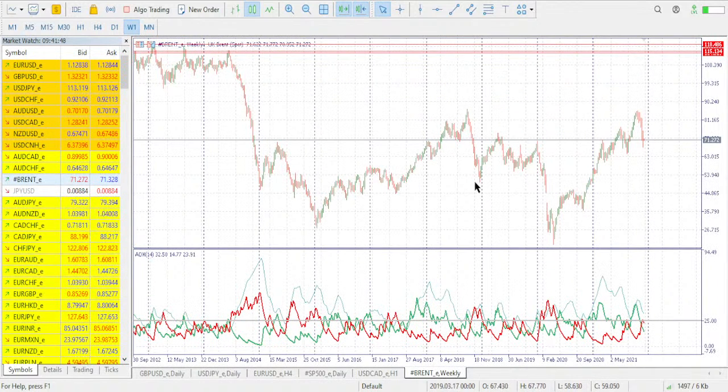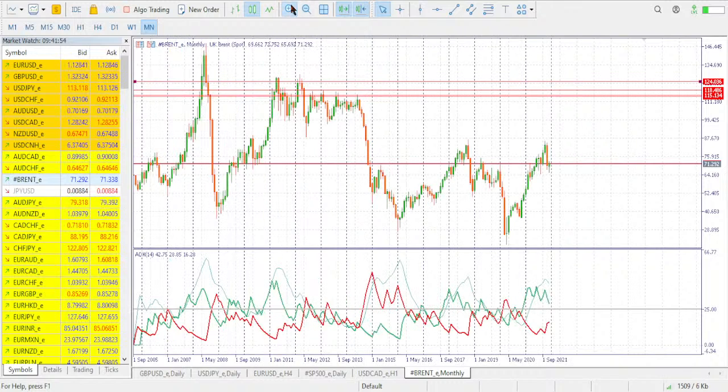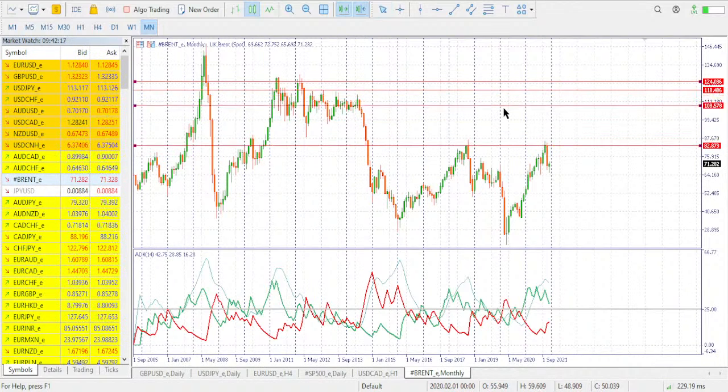The next symbol is the Brent oil. So the Brent oil, so far it looks like the price is in an active uptrend based on this indicator here, but I think the price may likely head to the lower side. I'll explain why I'm saying that. Give me just a minute. So I'm saying the price may likely continue down because we do have a very good resistance level there.